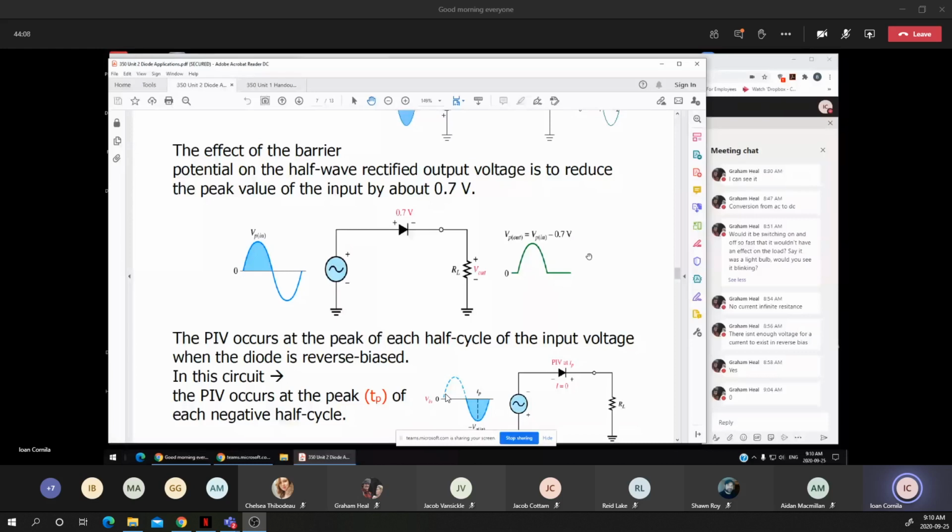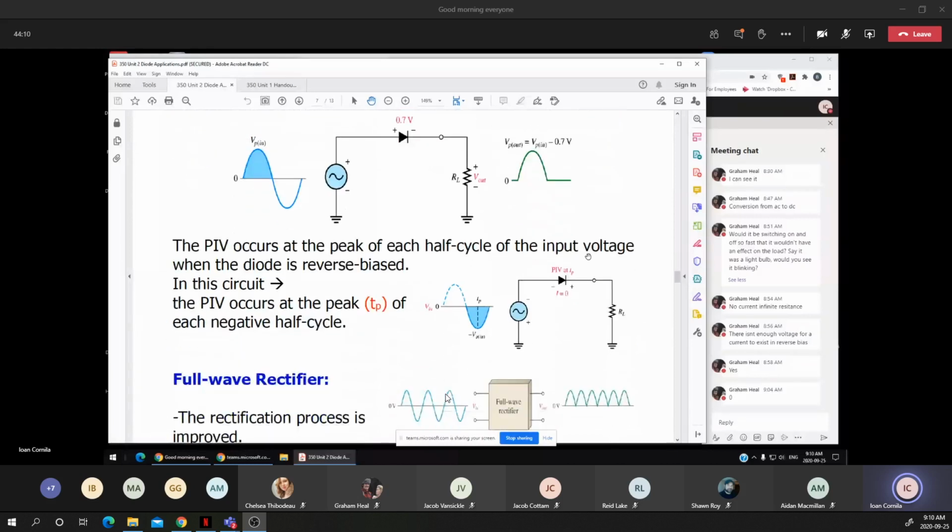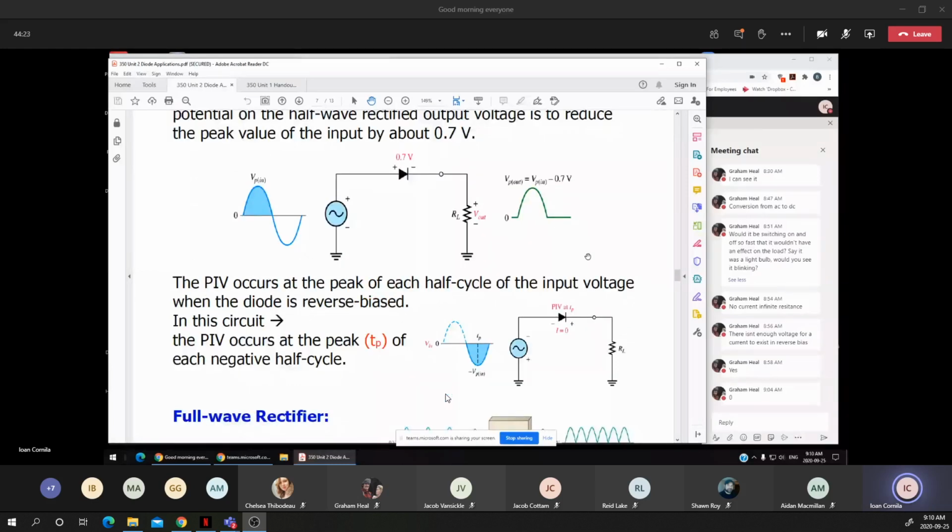That's why in the problems that will be given in the assignment and test, pay attention to what is being asked. I may ask for the peak current.